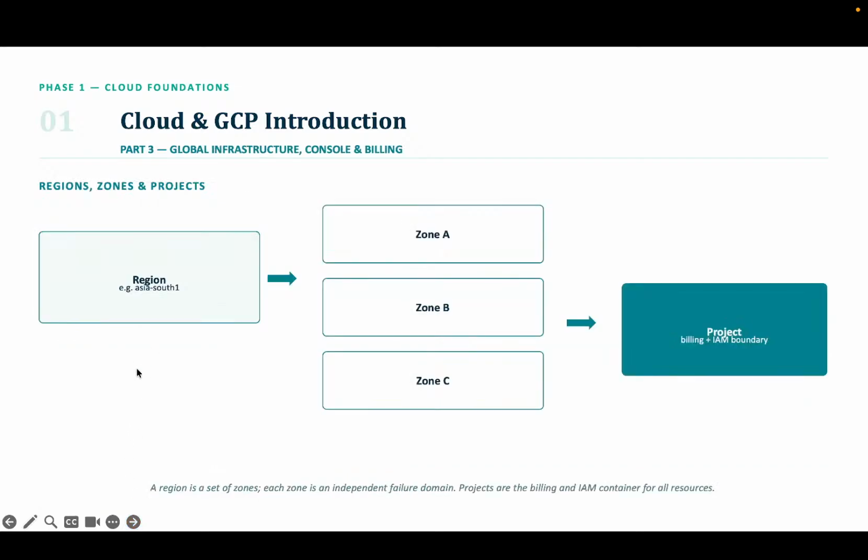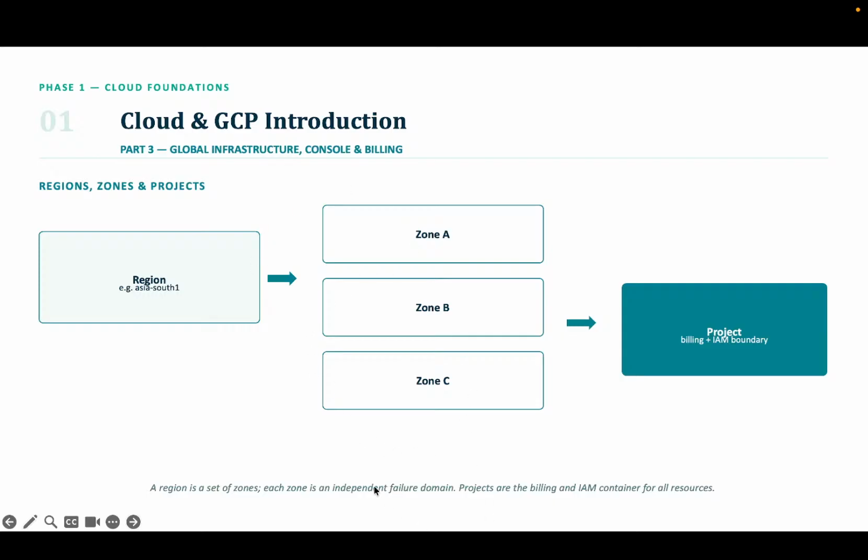So another one about the infrastructure. In GCP, you have a couple of things. One is called a region. Another one is called projects. And the zones. So what is a region? A region is nothing but a combination of zones.